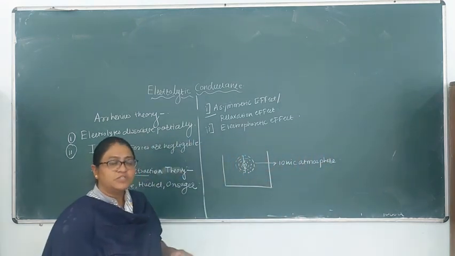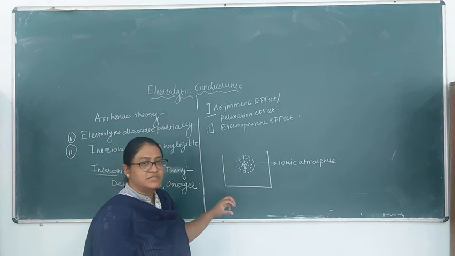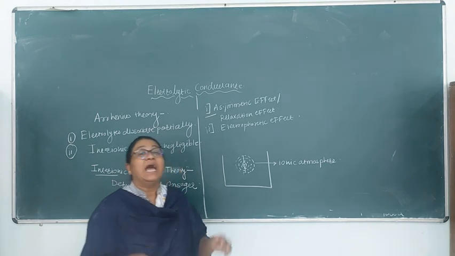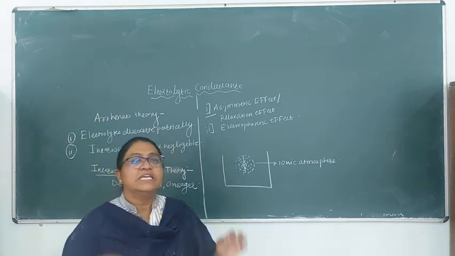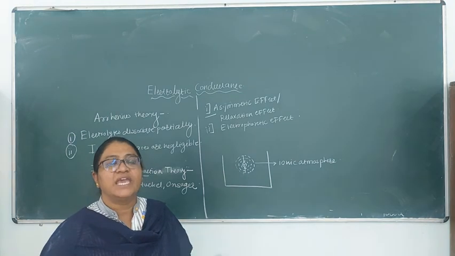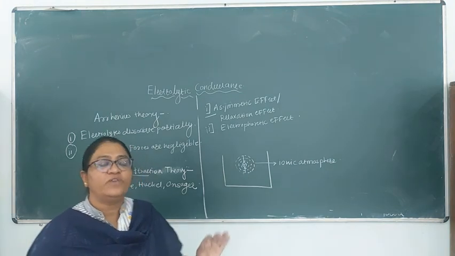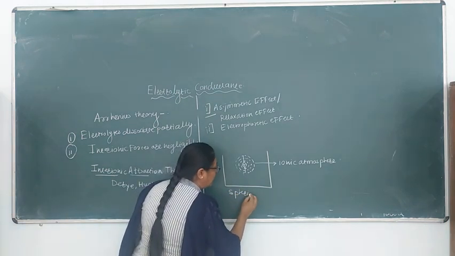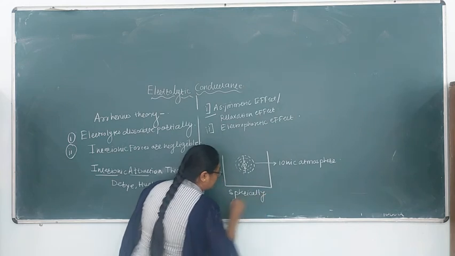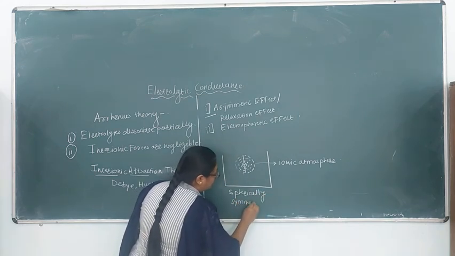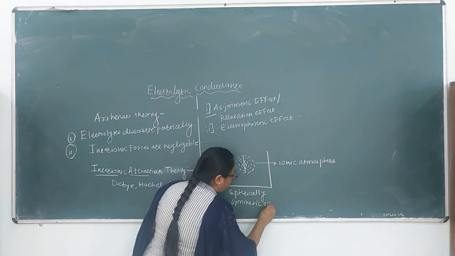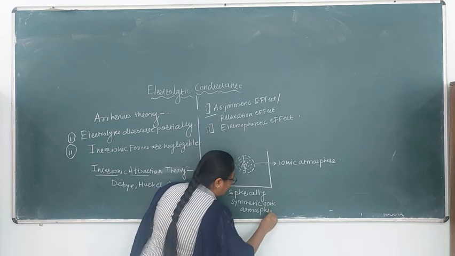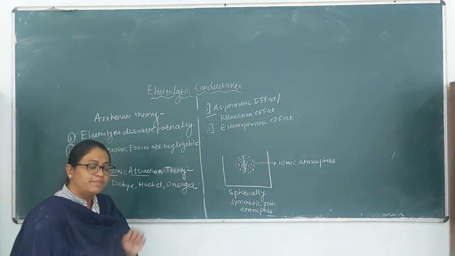The atmosphere of the ions surrounding the central ion is called the ionic atmosphere, and this ionic atmosphere is spherically symmetric in the absence of an electric field. This is the spherically symmetric ionic atmosphere. But this is the case in the absence of the electric field.